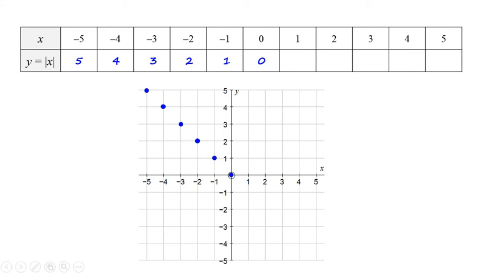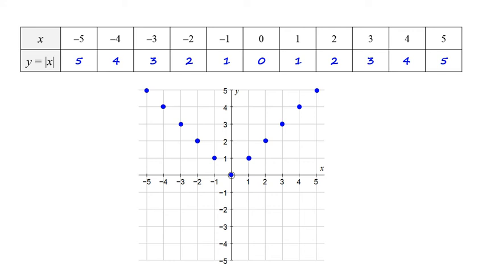When x is 1, the modulus of 1 is 1, so we have the point 1, 1. When x is 2, the modulus of 2 is 2, so we have the point 2, 2, and so on. And we can continue plotting out points. And I'm sure you could agree that if we were to look at the decimal or fractional values between 0 and 1, 1 and 2, we would get a linear pattern happening here.